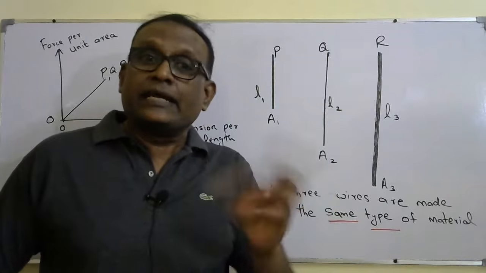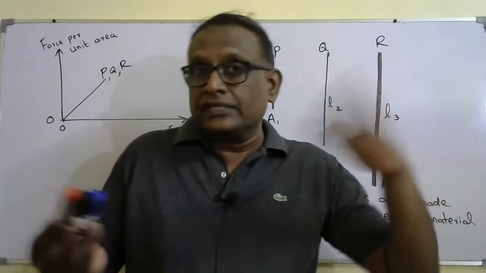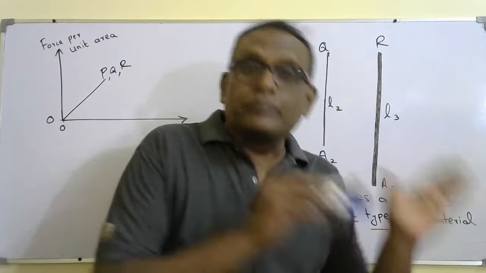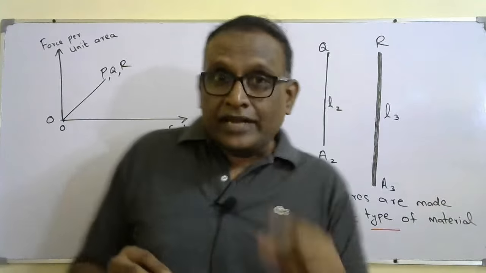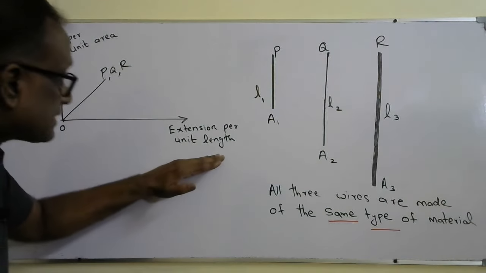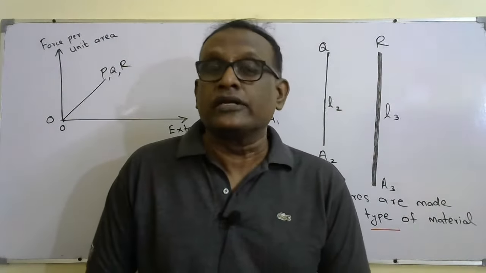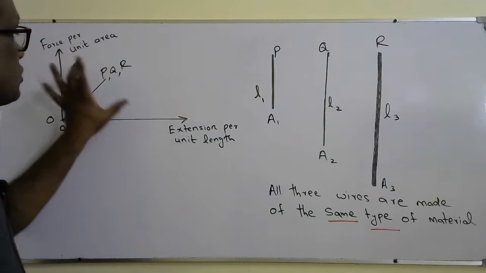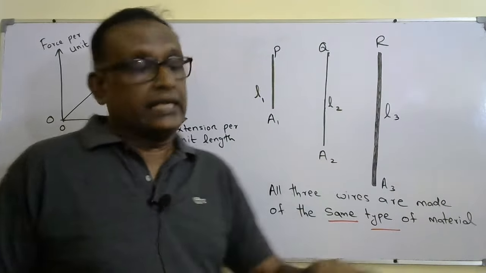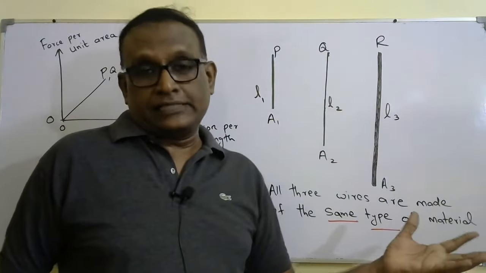Careful, what I explained earlier, when I considered force against extension, there I already drew different types of graphs, P and Q I compared. So there the stiffness depends on the dimensions of the materials, even for the same type of material. But here, when you draw a graph of force per unit area against extension per unit length, the gradient is the same, which means the stiffness does not depend on the dimensions of the material. The gradient is the same. That means it's a common property for all the three wires made of the same material with different dimensions.